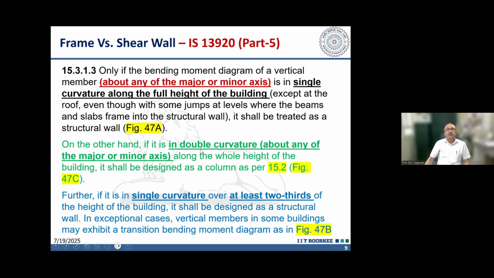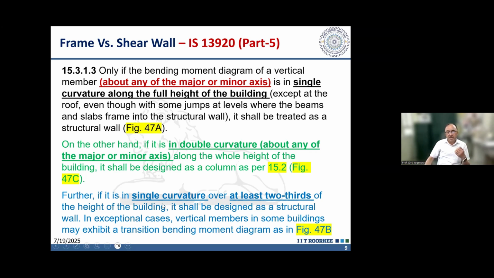Similarly, if it is in double curvature, so here in case of columns, actually it should be about both the major and minor axes. So if it is in double curvature about both the axes, then it will qualify as column. If it is having single curvature about any axis, like a shear wall out of plane can be double curvature, in plane it can be in single curvature. So that will be shear wall.